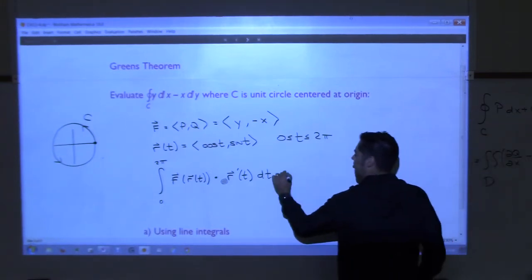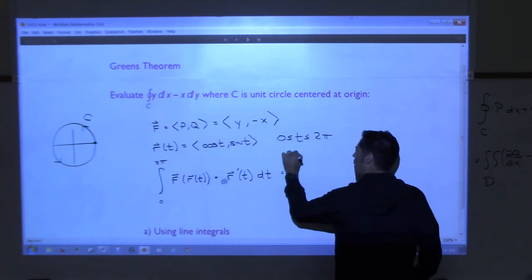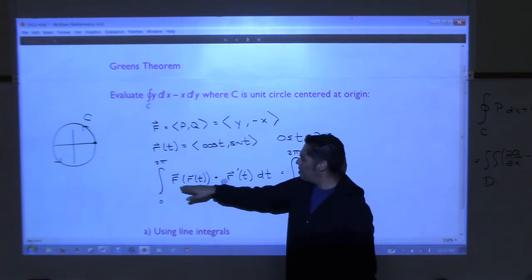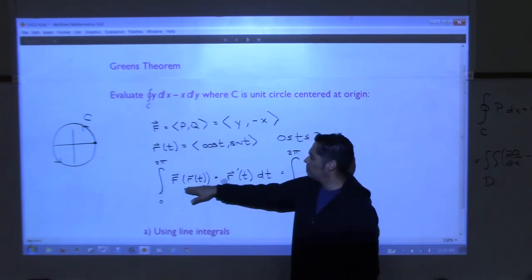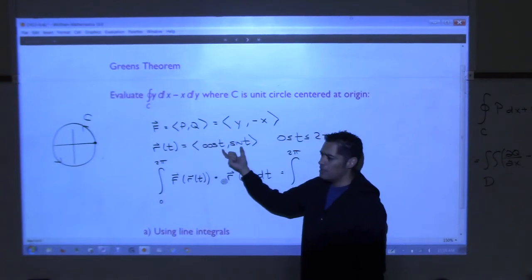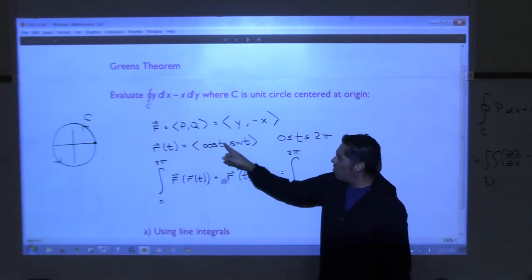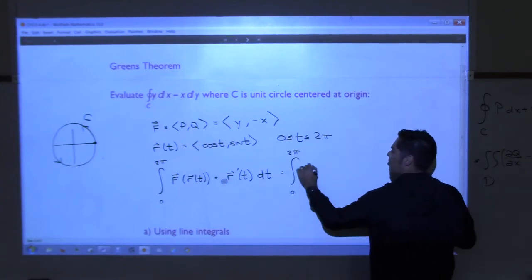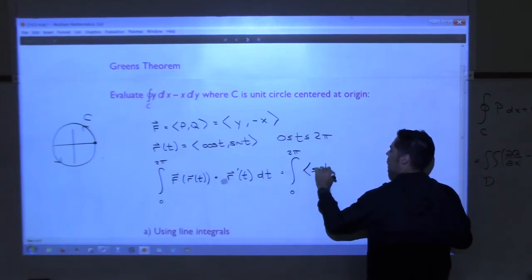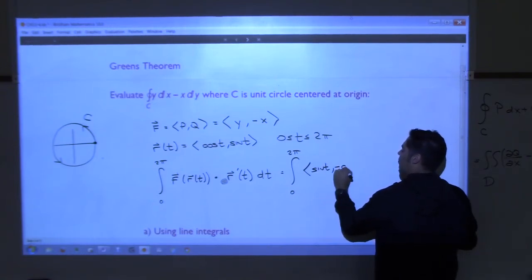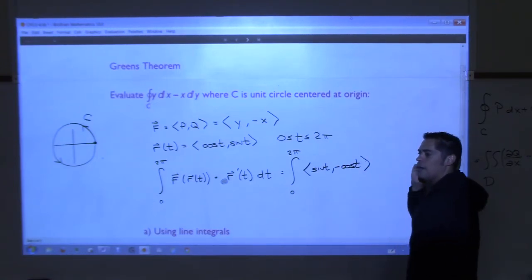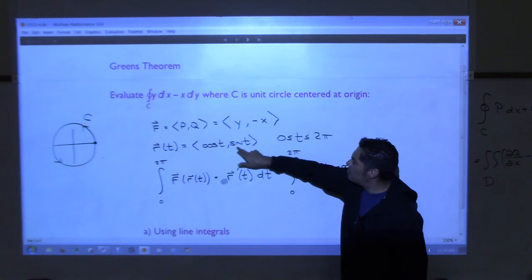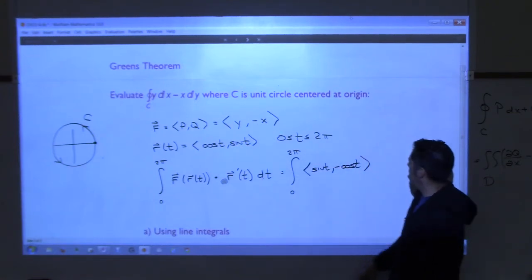So this would be integral 0 to 2 pi. What is f of r of t? It means you take this and plug it into f. So you replace all your x's with this and all your y's with this. So what do you get? The vector sine t, negative cosine t, right? That's y, which is sine t, negative x, which is negative cosine t.